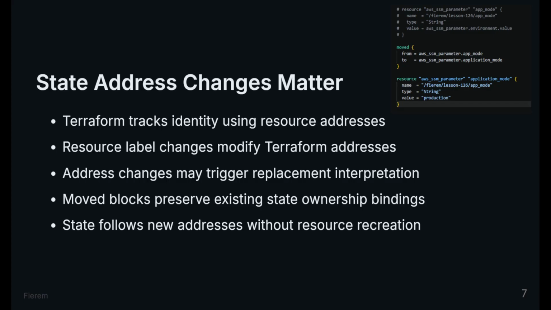Terraform tracks resource identity by address. Changing a resource label changes the address. Terraform may interpret that as one object leaving and another reappearing. A moved block tells Terraform the identity moved. The state binding follows the new address instead of forcing replacement.